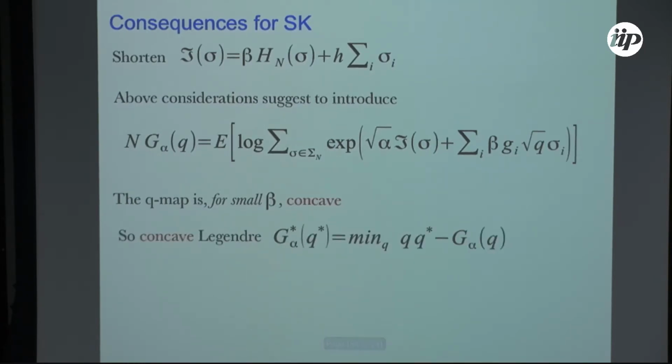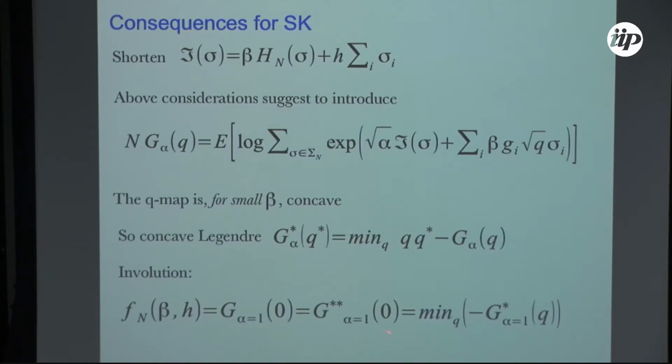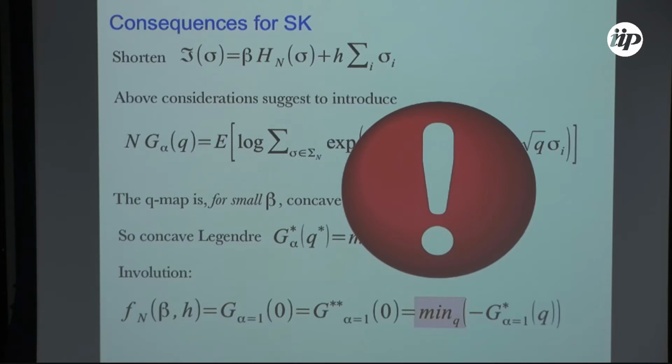Now, I still want to get variational principles, so I will work with a Legendre transformation. But the map is concave, so the concave Legendre transformation involves a minimum, and this is absolutely crucial. Again, by involution, if I apply it twice, I get back the original function, which is the one I want to compute, the free energy. But this is a minimum, because of concavity and not convexity like we had in the Curie-Weiss.